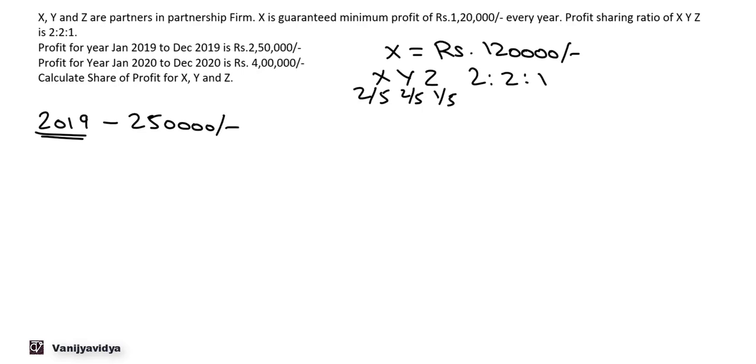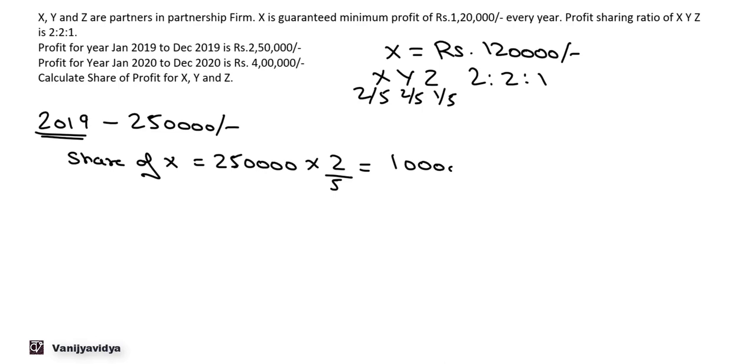Now, this 2,50,000, let us calculate what is the share of X. Share of X is 2,50,000 into 2 by 5. So that comes to 1 lakh. Now this 1 lakh is less than the minimum guaranteed profit of 1,20,000. So what is the deficiency? Minimum guaranteed profit is 1,20,000 minus 1 lakh. So that comes to 20,000.